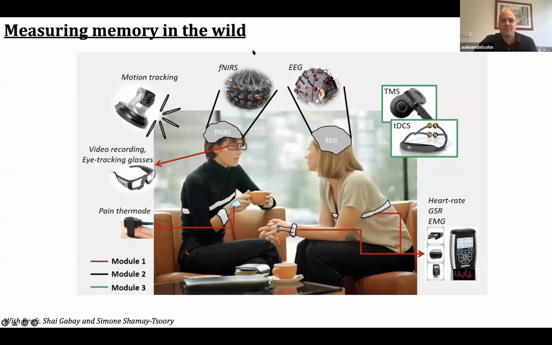I'll just mention that together with Shai Gabay and Simon Shamaitsuli, we got this grant of measuring real-life behavior, and we're now using eye tracking glasses to measure pupil dilation within the music processing procedure to see if we can find correlates with a more subtle physiological measurement.